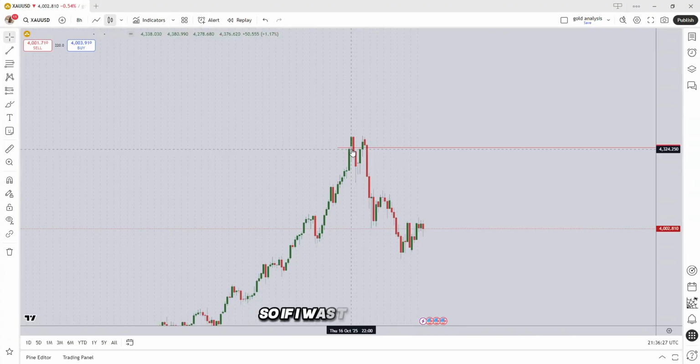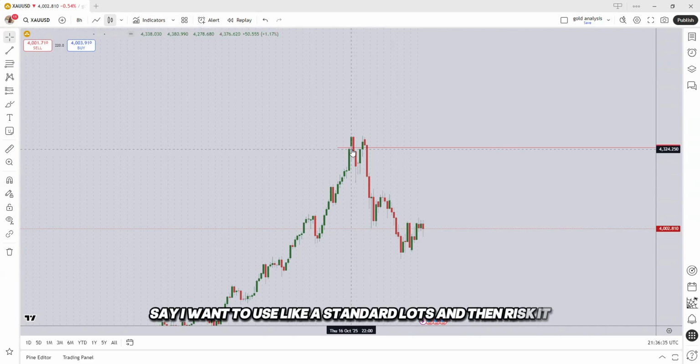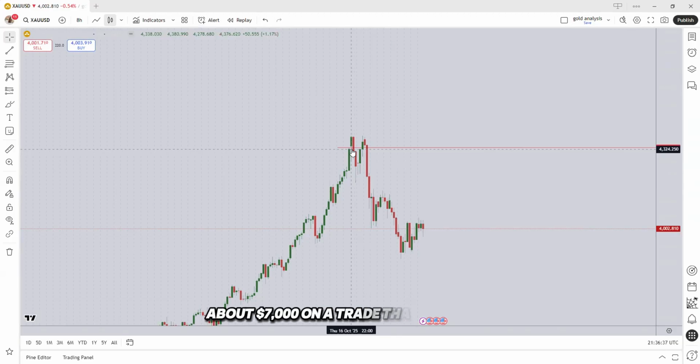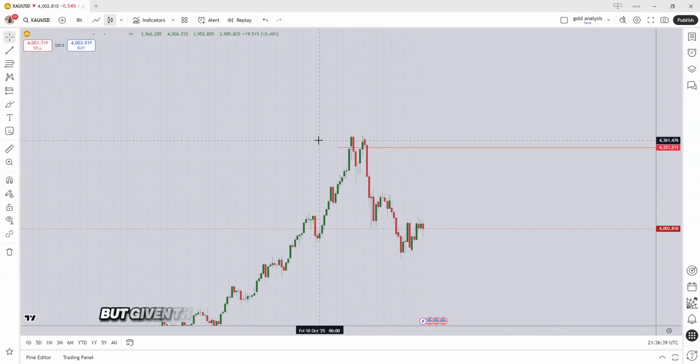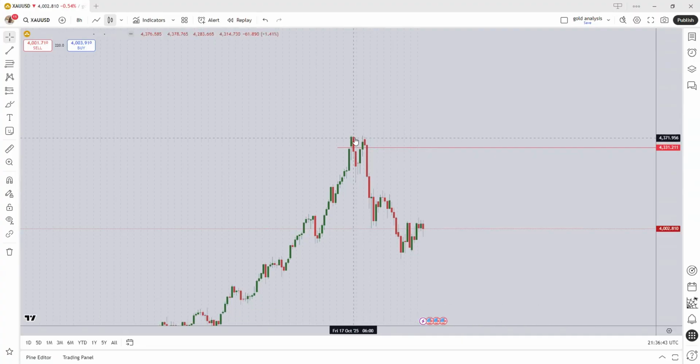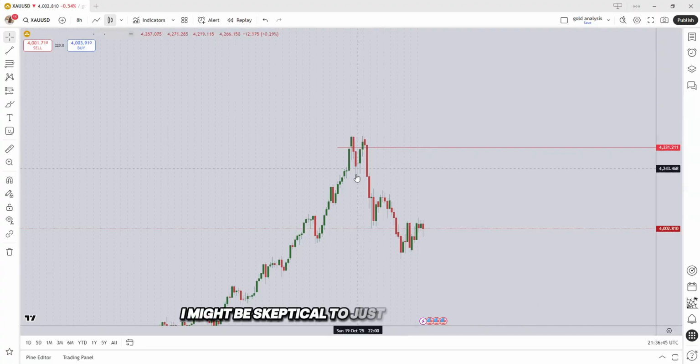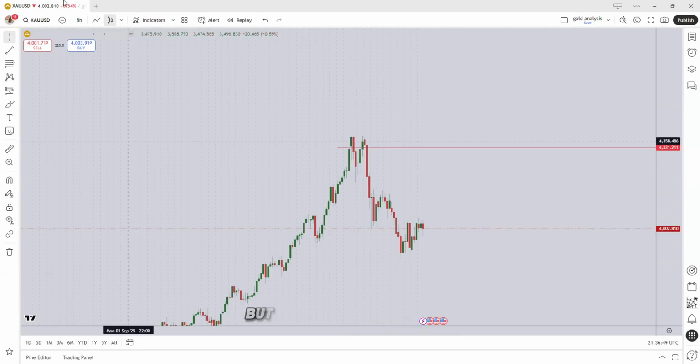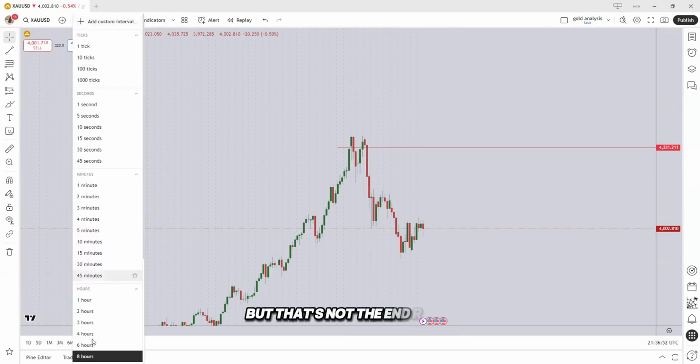So if I was to risk, say I want to use a standard lot and risk about $7,000 on the trade. That's massive. But given that gold has been going to the upside, I might be skeptical to just take 30,000 profit. That's like 2 to 1, right? But that's not the end, right?